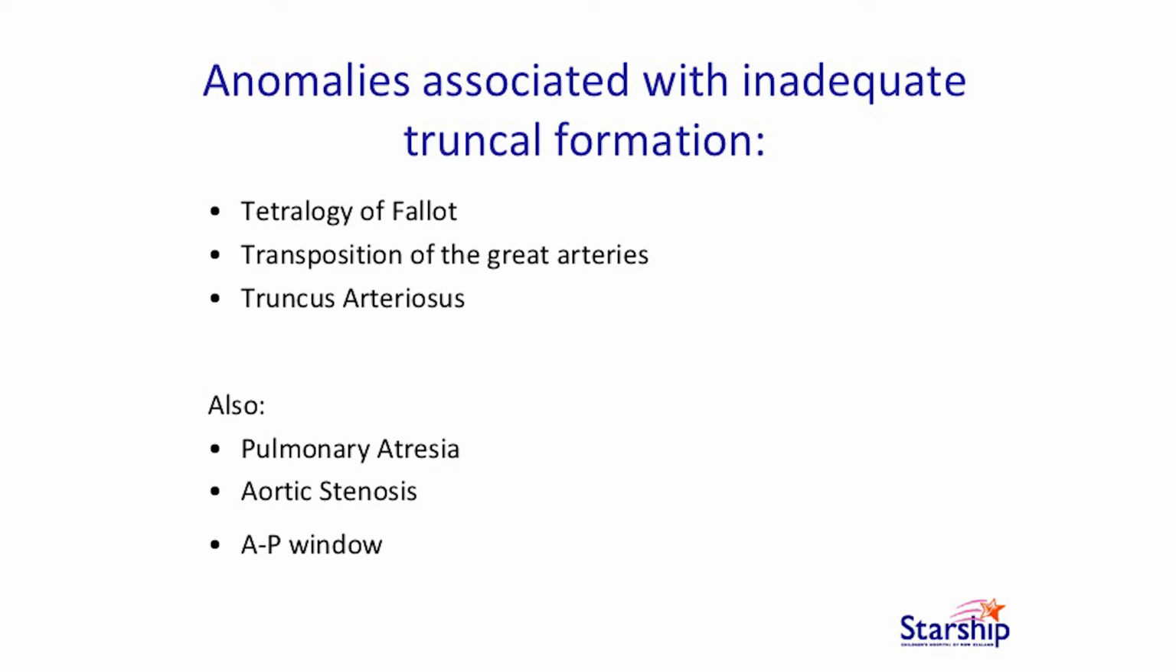So you have a child or an infant that will have signs of they'll be breathless and puffy and all that sort of stuff. Panty is what I mean. And then anomalies associated with inadequate truncal formation, Tetralogy of Fallot, transposition of the great arteries, truncus arteriosus, as well as things like pulmonary atresia, aortic stenosis, and AP window.